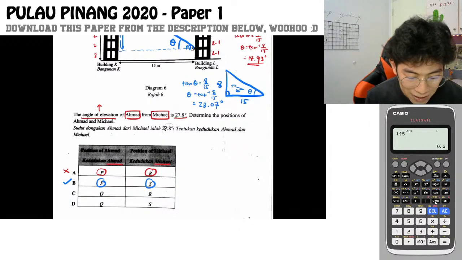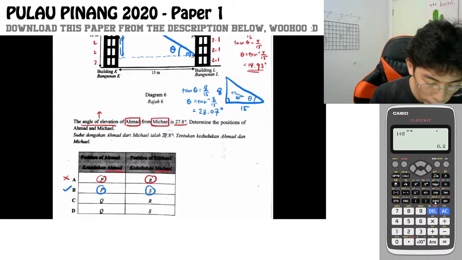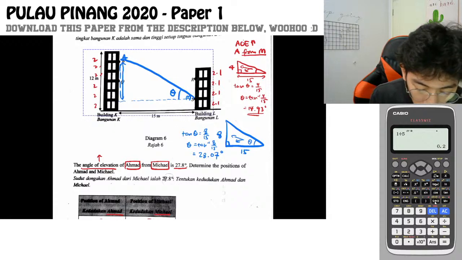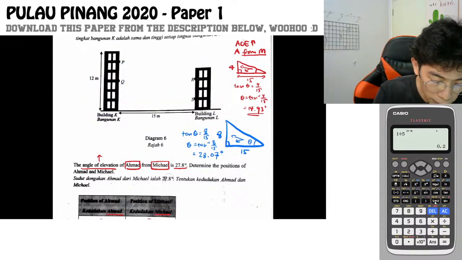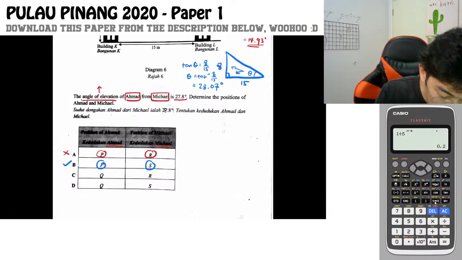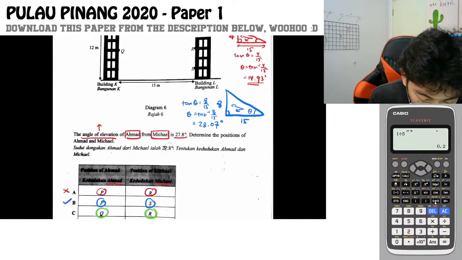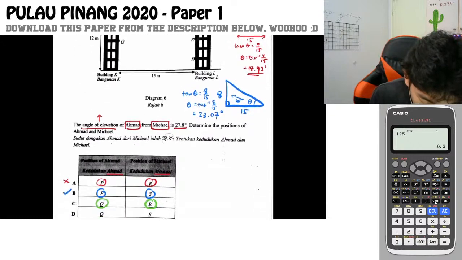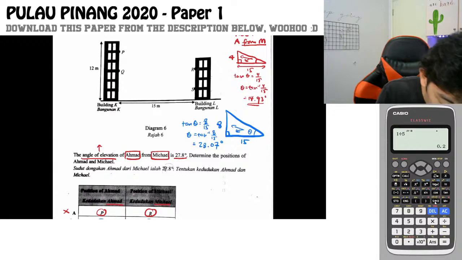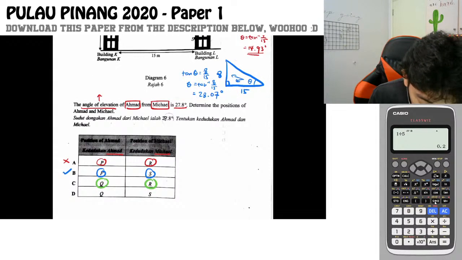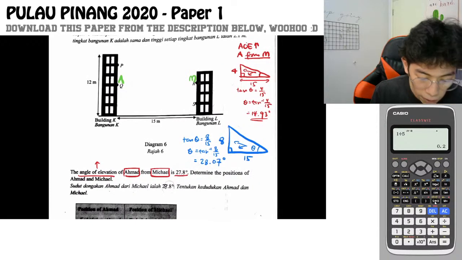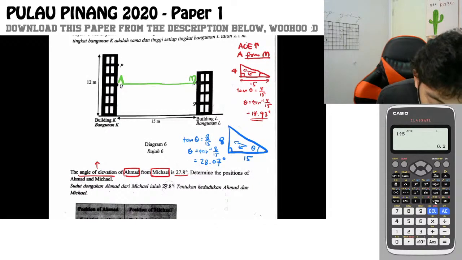Okay, so I'm going to try C. B is very near, but I'm going to try C now. Actually it's quite obvious the answer is B already, but never mind, I'll just try everything for you to see. So I'm going to use the green color, Q and R. Q is Ahmad, and after that Michael is R. So that's Michael.